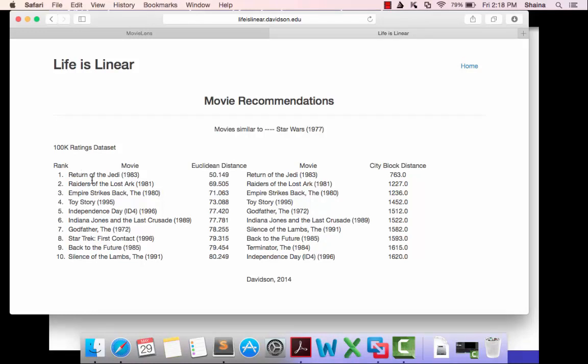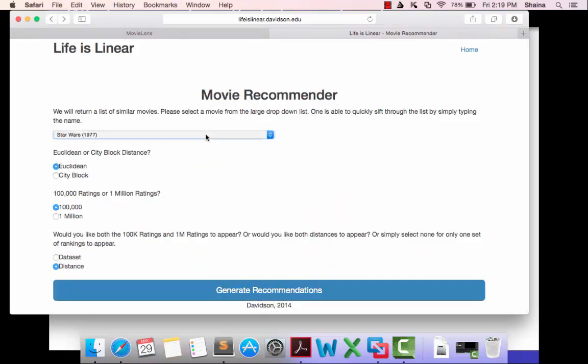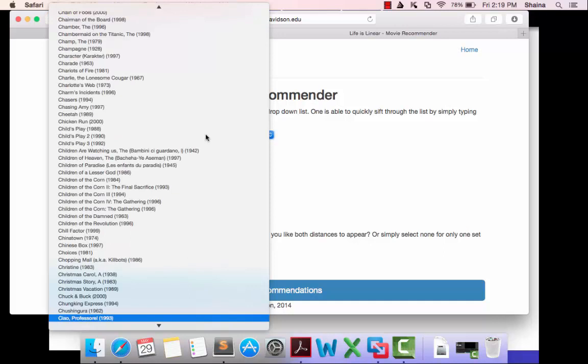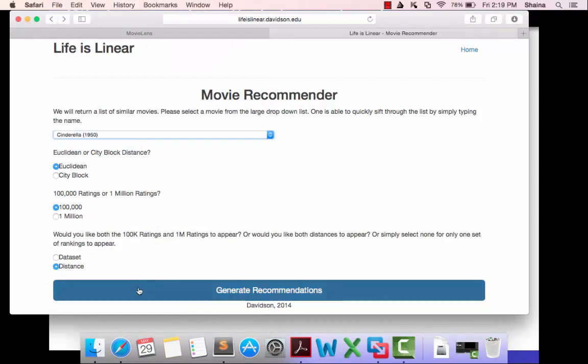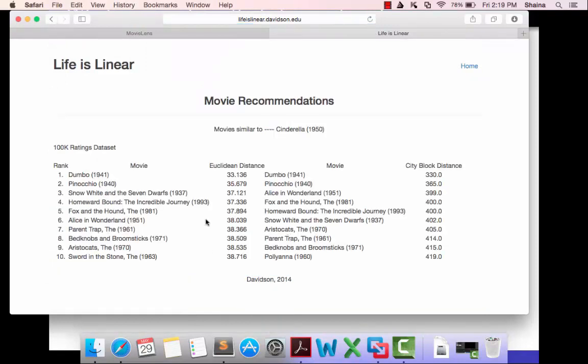You can see that this is a pretty good list: Return of the Jedi, Empire Strikes Back, Raiders of the Lost Ark, some more Indiana Jones, Star Trek. These look like pretty good recommendations for Star Wars, and that's just based on Euclidean distance. Let's try something else, let's go Disney, Cinderella. Also very good. We got Dumbo, Pinocchio, Snow White, a bunch more Disney movies, Bedknobs and Broomsticks, one of my favorites.